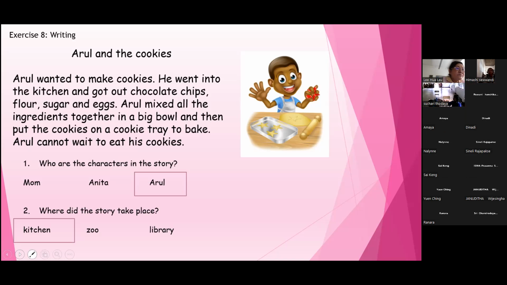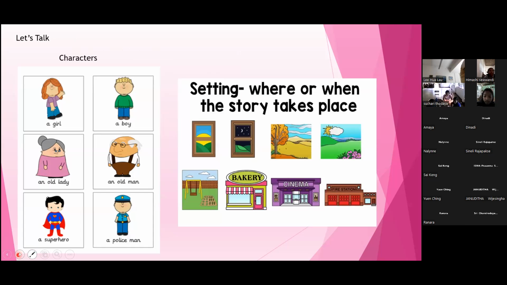Very good. Yeah, so you can actually make the story more interesting, or you can give more details so the audience can know when the story took place, right? So on one Sunday morning, Arul wanted to make some cookies. So immediately we will know that this story took place on a Sunday morning. All right, thank you, children.